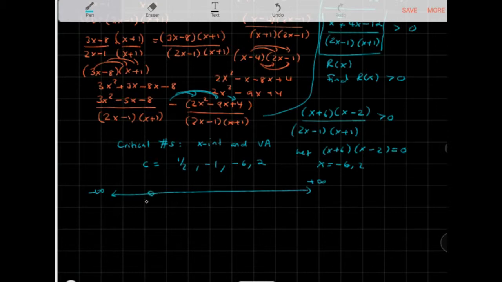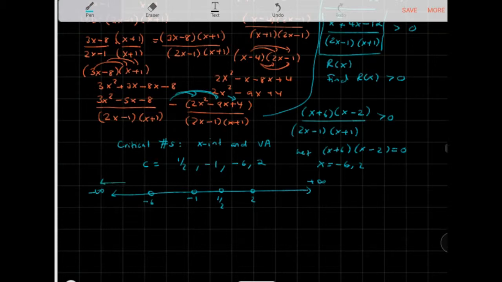So now we have negative 6, negative 1, positive 1/2, and we have positive 2. And all of these points are non-inclusive. The vertical asymptotes are non-inclusive by default, but because it's greater than 0, not equal to 0, then it can't be inclusive of the x-intercepts, right?